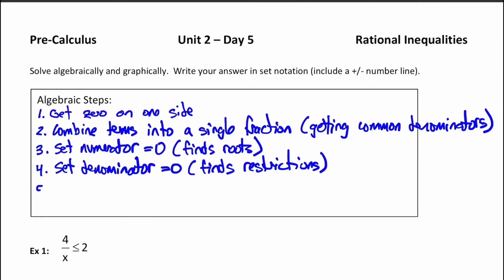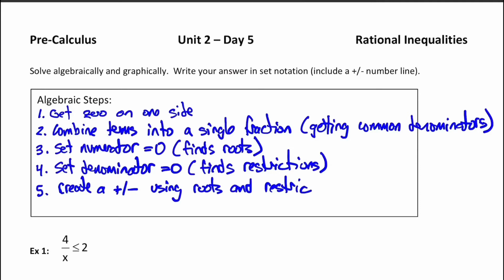And lastly, you're going to create a plus minus line using the roots and restrictions. Actually, there's one more I forgot. Then we're going to interpret the inequality. So does the inequality want greater than 0, so want the positive pieces, or does it want less than 0, want the negative pieces? All right, let's take a look at an example here.